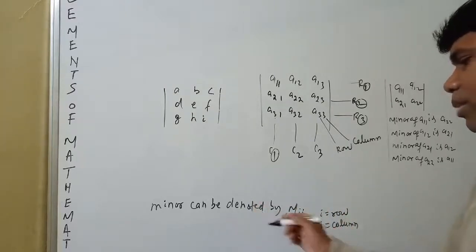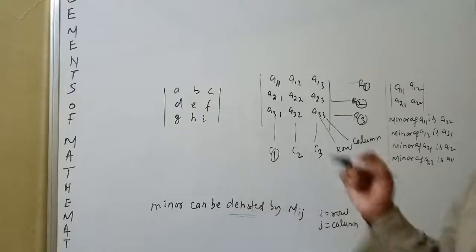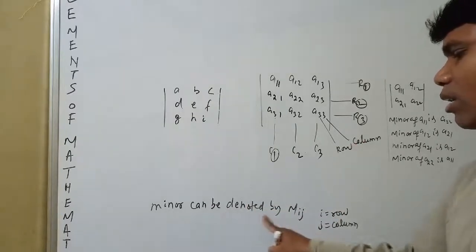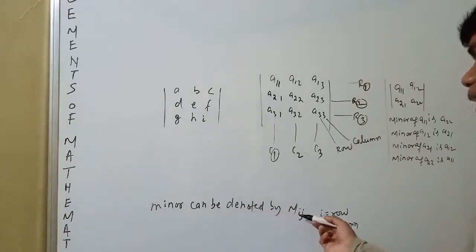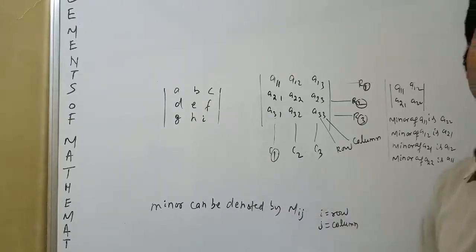Okay, minor can be denoted, denote means to point out, denoted by Mij, where i is the row and j is the column. Okay, this is your minor.